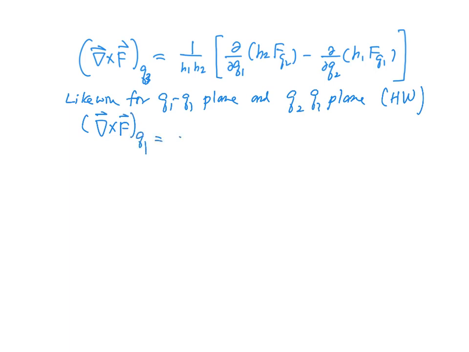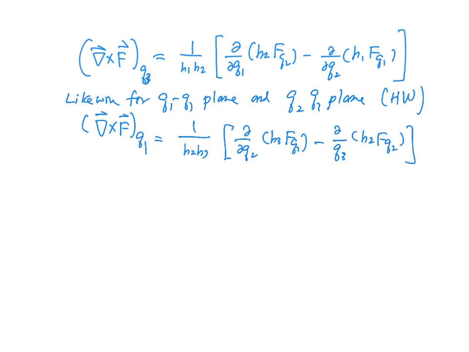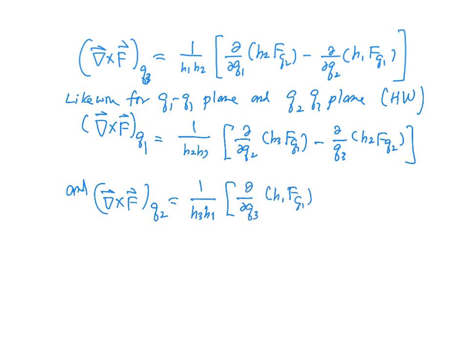The Q1 component is actually 1 over H2 H3, partial Q2 partial H3 F_Q3, minus partial Q3 partial H2 F_Q2. And the Q2 component is 1 over H3 H1, partial Q3 partial H1 F_Q1, minus partial Q1 partial H3 F_Q3. This is the 3 components.